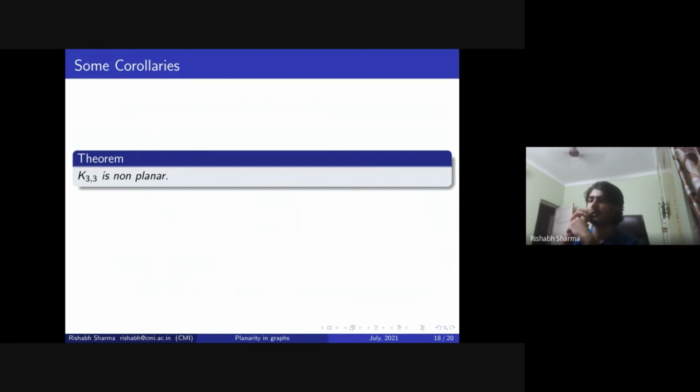Okay, so the idea is to use the previous lemma, right? But to use the previous lemma, you need to make sure that K33 has no 3 cycle. How can we make sure of this? Why does K33 have no 3 cycle? Can somebody explain?